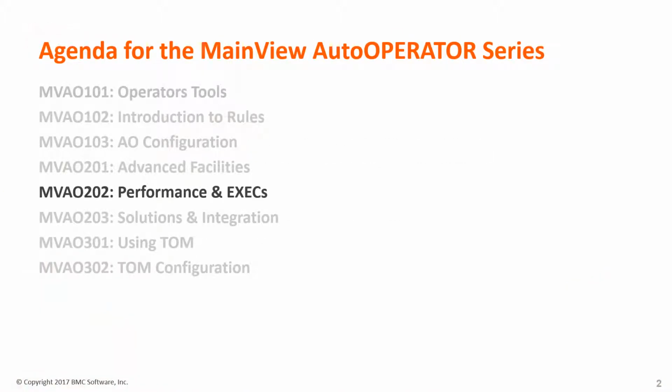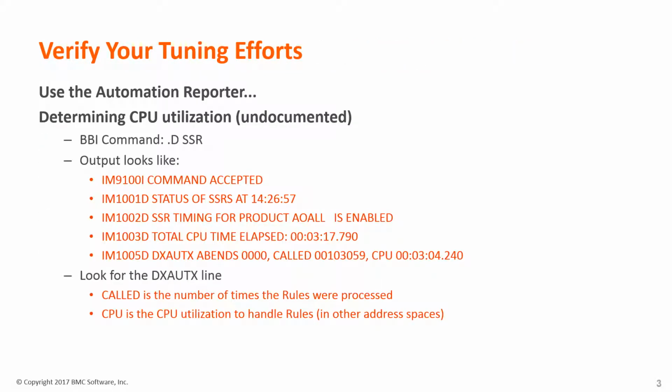MVAO 202 is the fifth in an 8-part series of courses covering MainView AutoOPERATOR. AutoOPERATOR provides tools to assist you with tuning your automation implementation. The primary vehicle is something we call Automation Reporter. We'll talk about that extensively as we go forward.